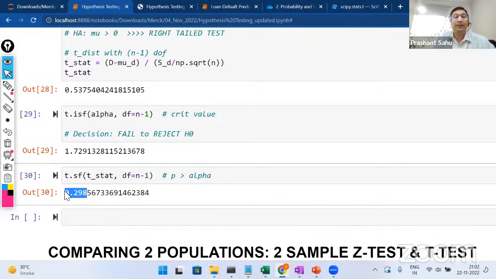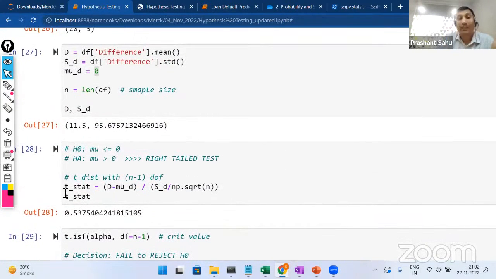Perfect. I have roughly 30% evidence, not just 5. I have 30% evidence. That's a huge amount of evidence. So very confidently, I can reject the null hypothesis. Oh, sorry, accept the null hypothesis. Okay, because we have huge confidence. So we have 30% evidence in the favor of the null hypothesis.